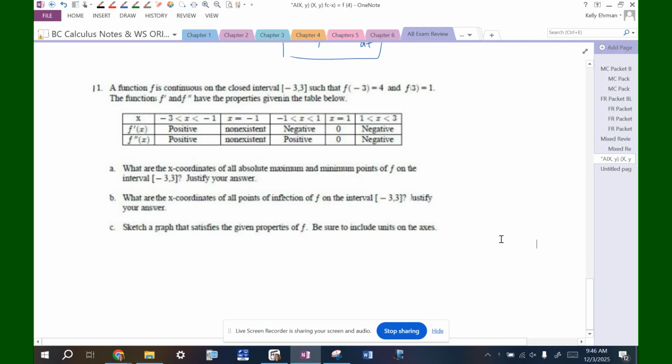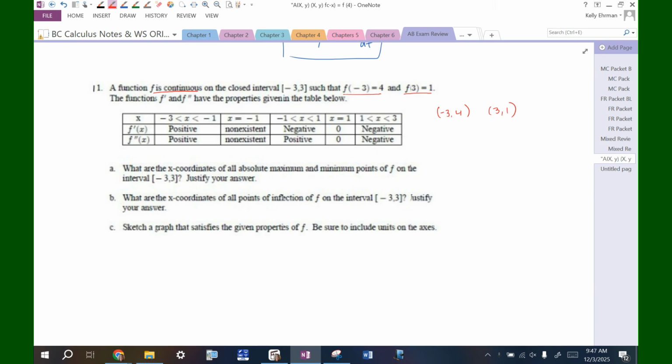All right, so this is the third page of our second review packet, and we're looking at question number 11. This would be a non-calculator AP problem. A function f is continuous on the closed interval -3 to 3, such that f of -3 is 4, f of 3 is 1. So we've got (-3, 4) and (3, 1). The functions f prime and f double prime have the properties in the given table below.